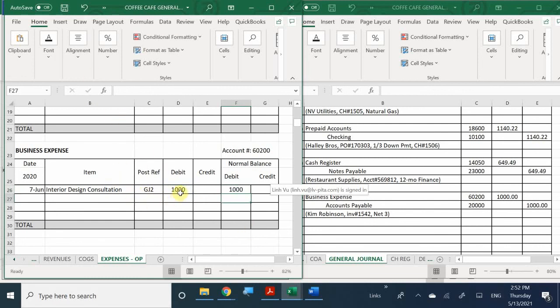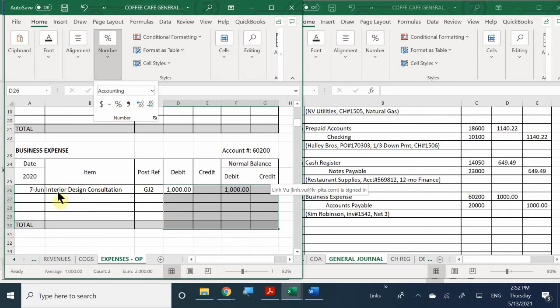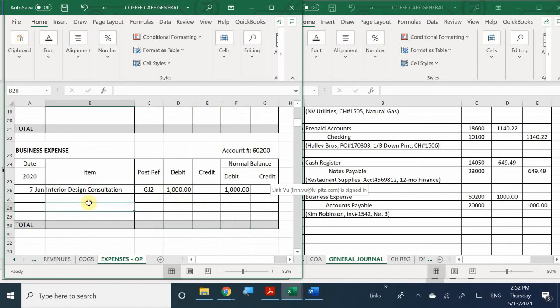So I'm going to just format this. So consultation fees. Oh, interior design. We're putting for the item, we're putting interior design. Is that the one that we did right now? Yeah, that's what we hired Kim Robinson for.